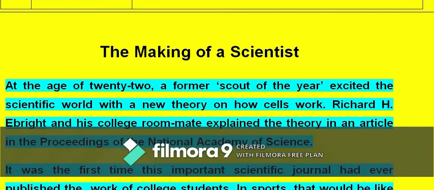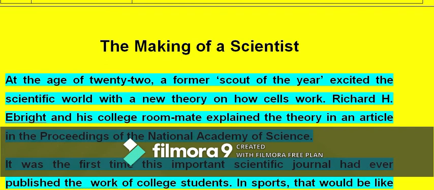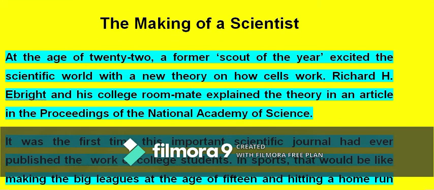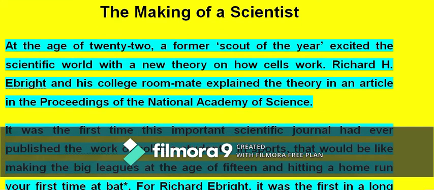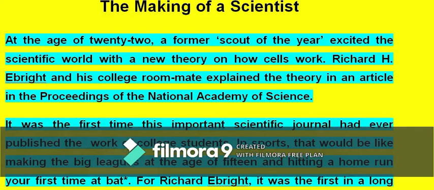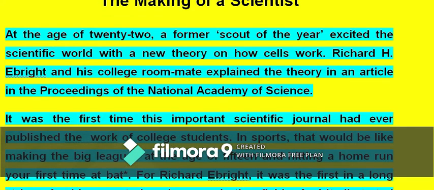and the one that is in green is restated or explanation. At the age of 22, a former Scout of the Year exited the scientific world with a new theory on how cells work. Richard H. Ebright and his college roommate explained the theory in an article in the Proceedings of the National Academy of Science. So we come to know about this scientist that his discovery was published.